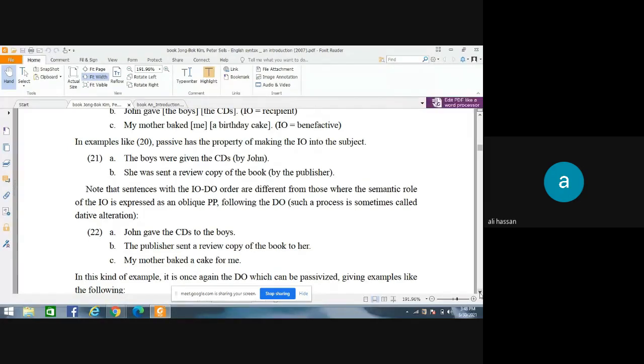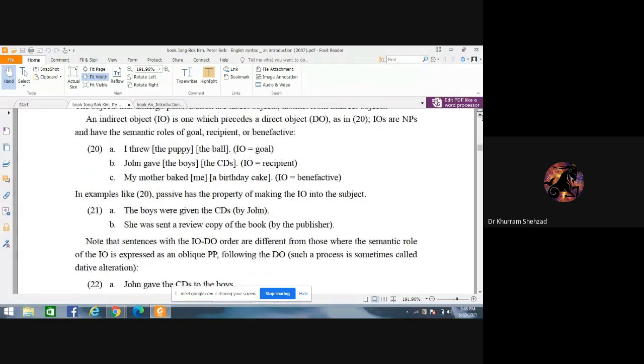Please stop here. He is going to introduce the concept of the oblique object as well. What is an oblique object? We need to understand this. Look, we have got an indirect object here. I threw the puppy the ball. What was the indirect object here? The puppy. John gave the boys the CDs. What was the indirect object here? The boys. My mother baked me. What was the indirect object? Me. Is that right?